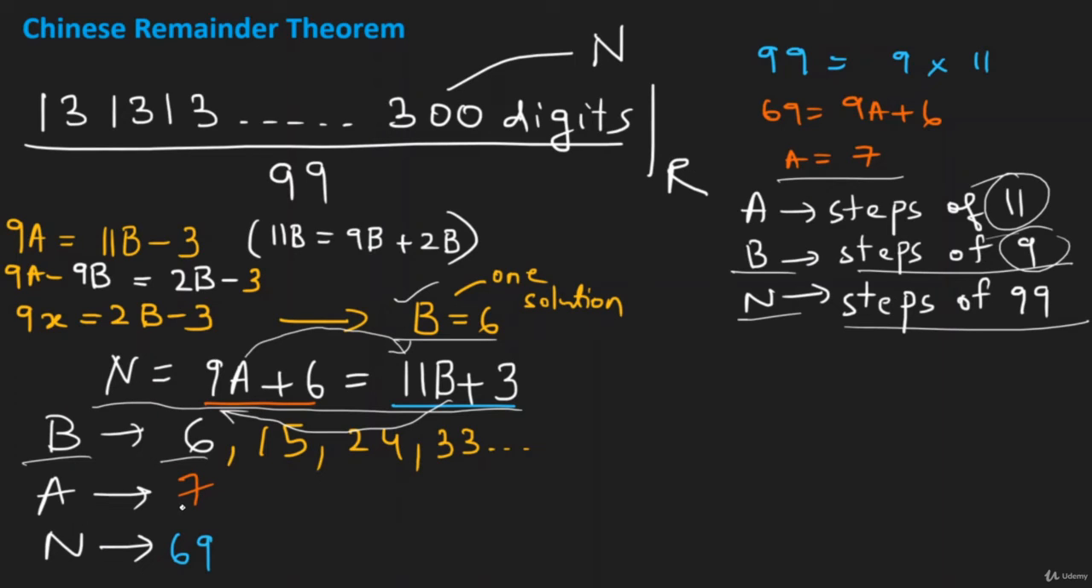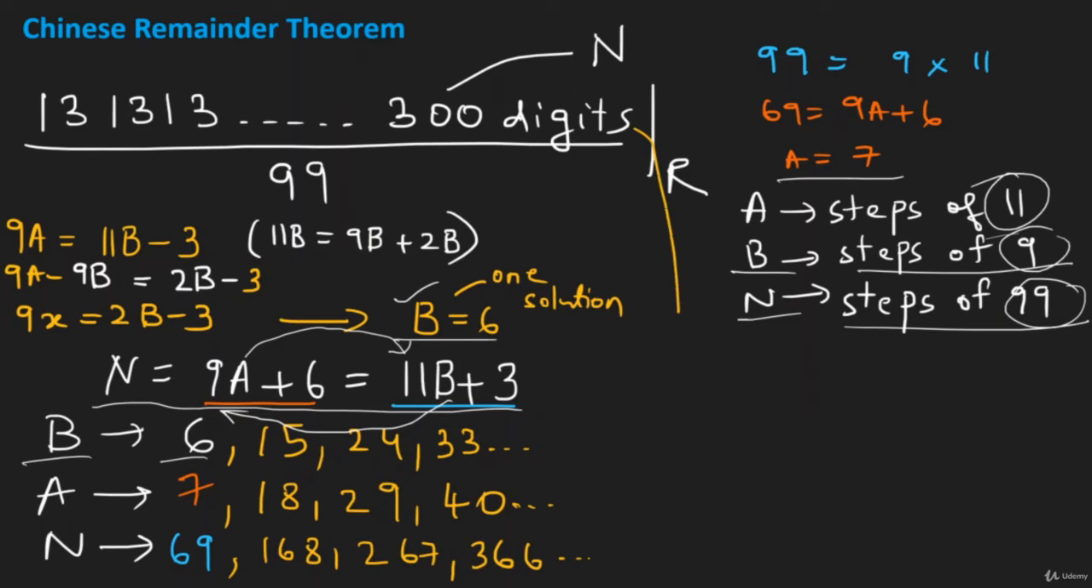Alright, so the next solution of a will be 7 plus 11, that's 18. And the next one would be 18 plus 11, which is 29, and it goes on like that. And n moves in steps of 99. So over here you have a solution 69. The next solution will be 69 plus 99, which is equal to 168. The next one would be 168 plus 99, which is 267. The next solution will be 267 plus 99, which is 366, and it goes on like that.